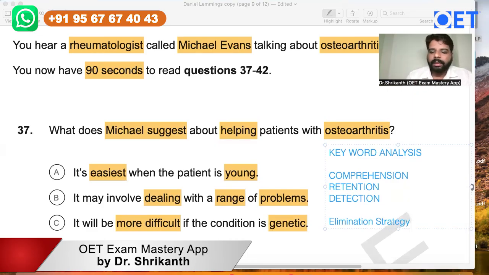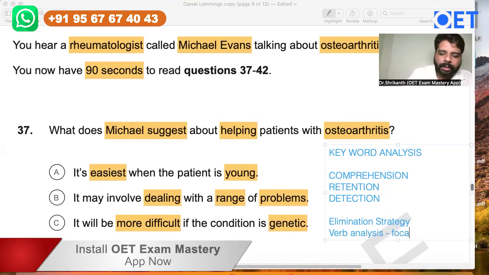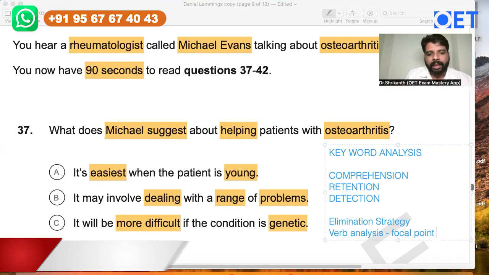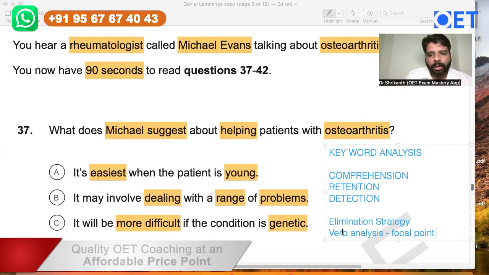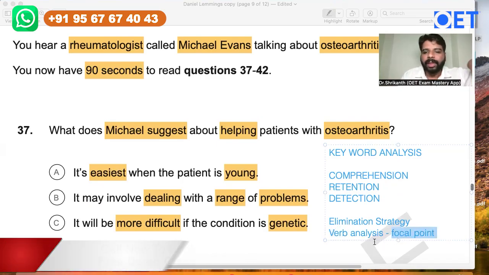Okay. And for that, I'll be teaching you something called verb analysis, or I would say the focal point of the answer options. So what is a verb? Verb basically means an action, any kind of movement. We have nouns, we have adjectives, we have verbs. Verbs basically mean any kind of action. Most of the time, the focal point of the answer option will be a verb.